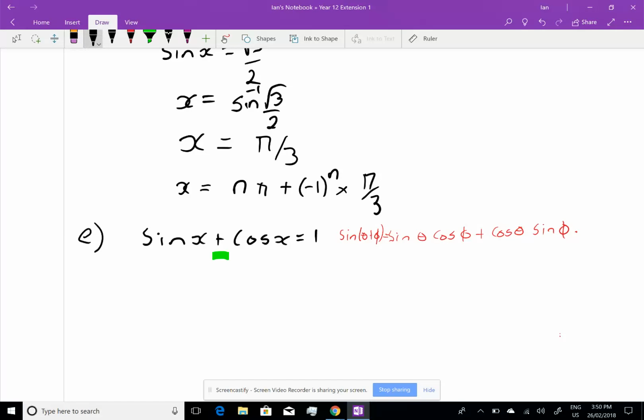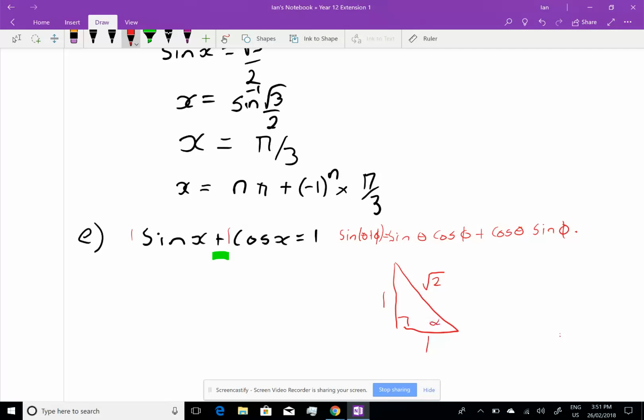So I want to get this looking like that. The second thing I do is I draw a little triangle. Now I realise that in front of each of these is a 1. So they're the two short sides of my right angled triangle, and 1 squared plus 1 squared is 2, root 2.